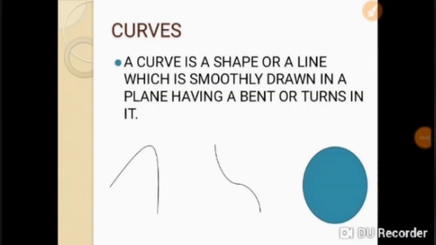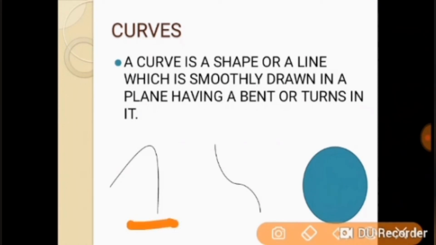Now we are going to talk about curves. A curve is a shape or a line which is smoothly drawn in a plane having a bend or turns in it. So you can see that there are certain figures shown to you. In these figures you can see that they are not straight. Like here you can see this is a curved line. This is also a curved line. And can you identify this shape? Yes, of course, it's a circle.